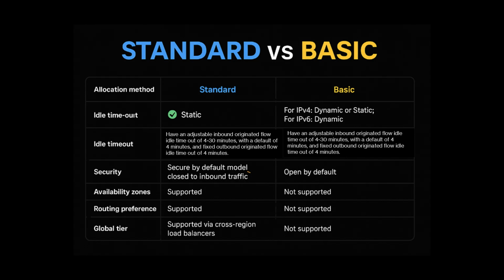You also get more routing control with the standard SKU, letting you choose how traffic flows between Azure and the internet, while basic doesn't support this at all. Finally, if you're planning to use global load balancers to span multiple regions, only standard SKU public IPs support global tier capabilities, whereas basic SKUs do not. So, if your workload demands high availability, tight security, or advanced routing, the standard SKU is the right choice. But for simpler or development use cases, the basic SKU might be sufficient.